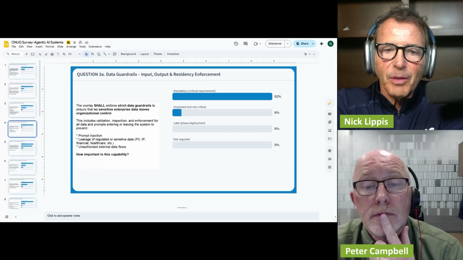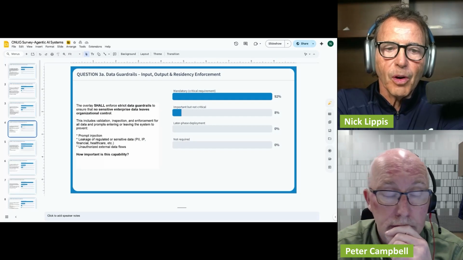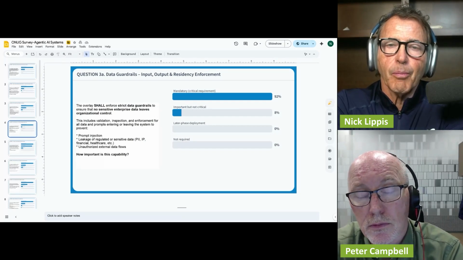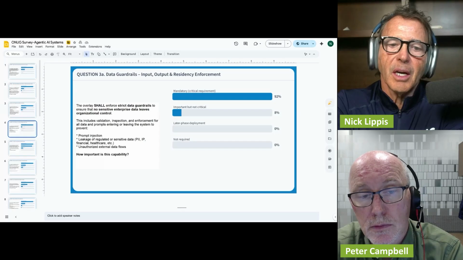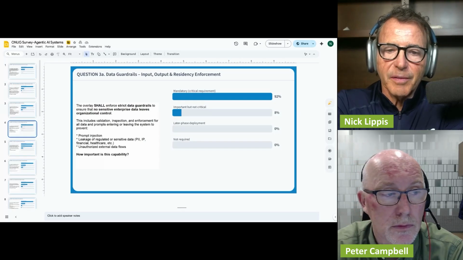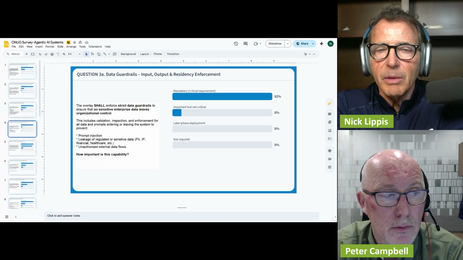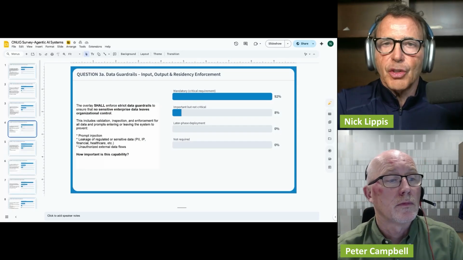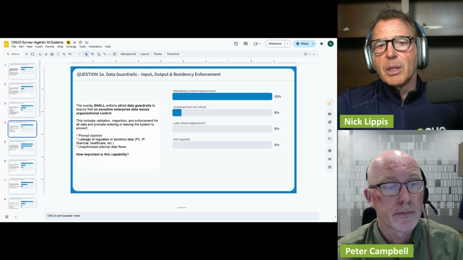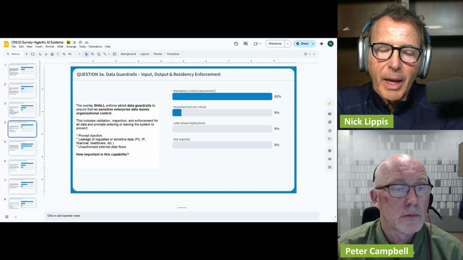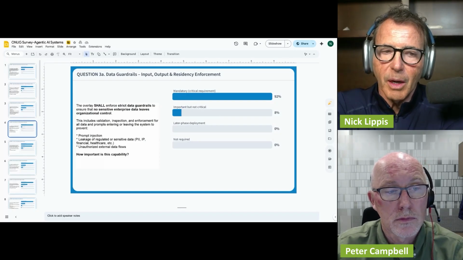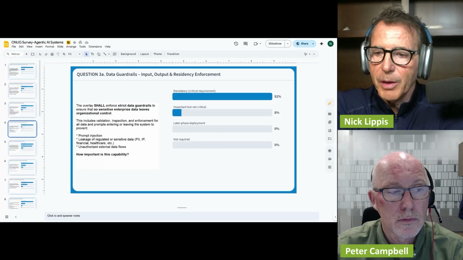But this can include validation, inspection, and enforcement for all data and prompts entering or leaving the system, to prevent prompt injection, leakage of regulated or sensitive data like PII or intellectual property, financial, healthcare, etc., and unauthorized external data flows. So clearly, 92% is pretty close to 100%. Mandatory. Peter, anything you want to add?